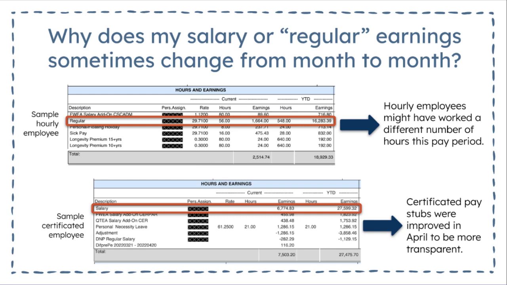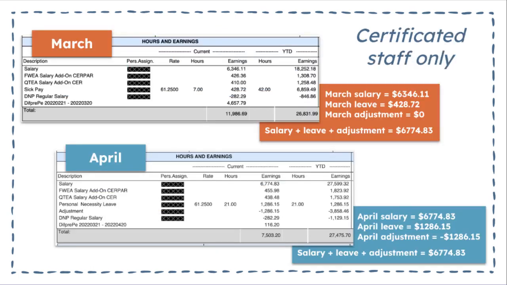If there's a number of hours in the hours column and a number in the rate column, you can multiply the two together to get the number in the earnings column. However, if you're a teacher, your salary might be different from month to month because of a recent improvement in our pay stubs that make them more transparent.